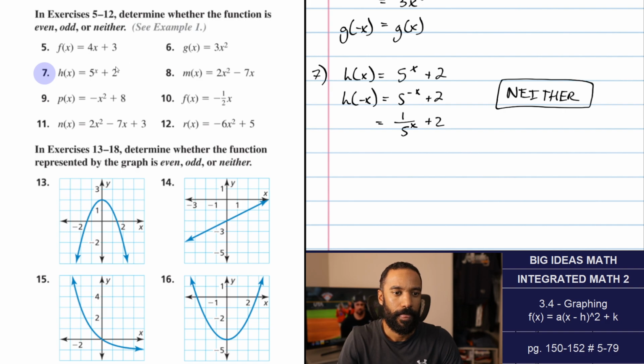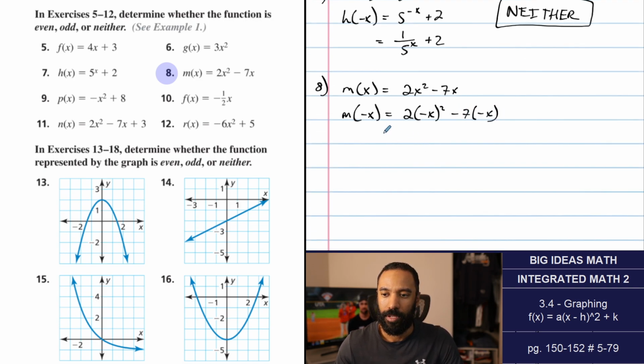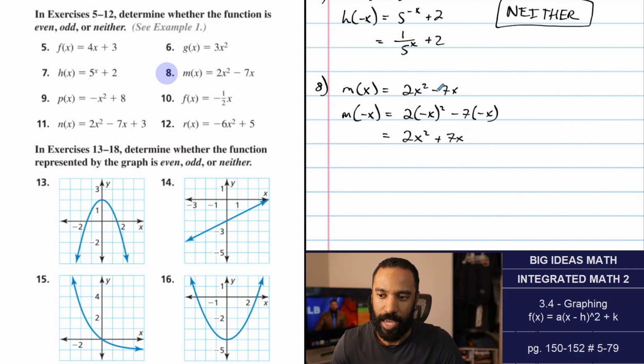Number 8. M of x equals 2x squared minus 7x. Let's check out m of negative x. That's going to be 2 times negative x quantity squared minus 7 times negative x. So negative x squared is x squared times 2 is 2x squared. Negative 7 times negative x is positive 7x. 2x squared stayed the same. The 7x changed a sign. This is a neither case once again. It is definitely not even because they're not the same, and it's not odd because not all signs in the polynomial are opposite of each other. If I factor out a negative, I don't get the same thing.